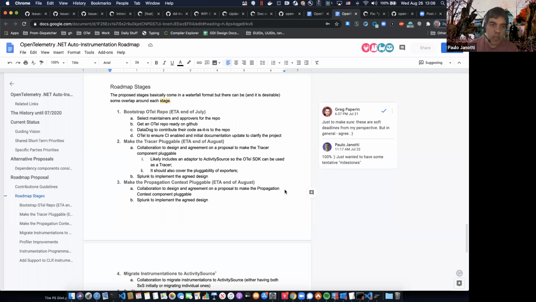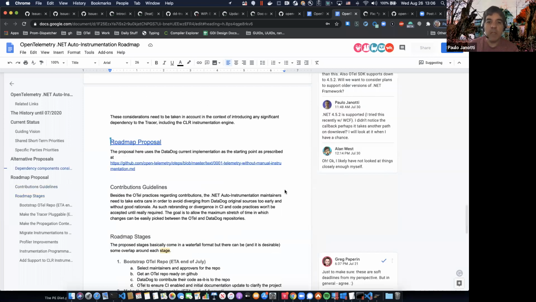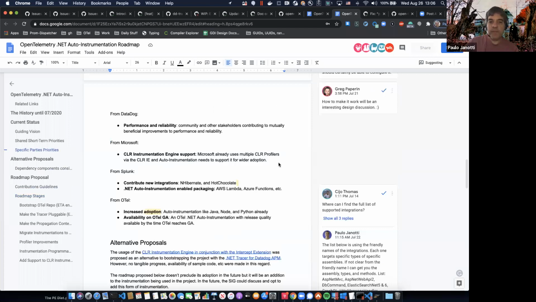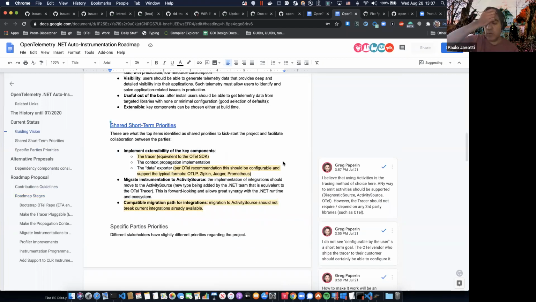There were also some shared short-term priorities that we discussed initially, and I think, of course, the trace being able to use the OpenTelemetry .NET SDK and moving to ActivitySource would be the top priorities. But I would like to hear from the community and the other folks how they want to organize, or if they have some priority that is perhaps different or conflicting with some of that.